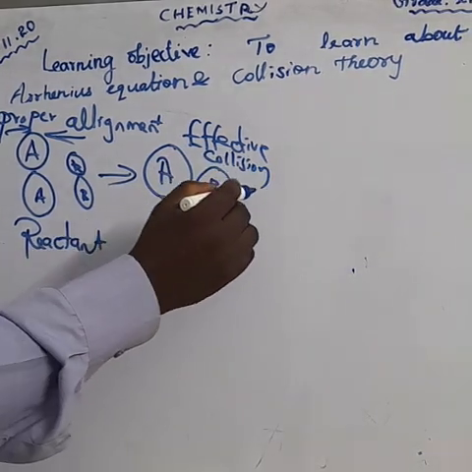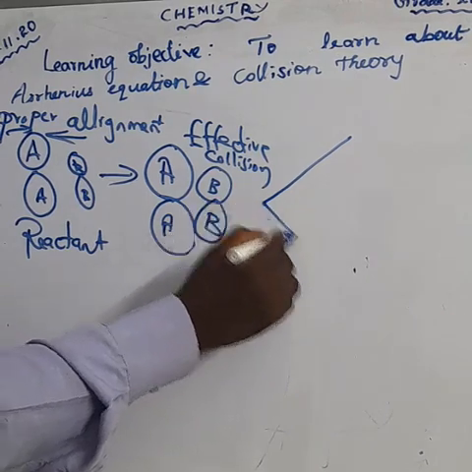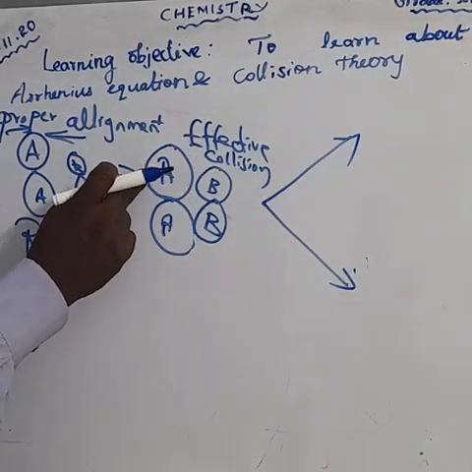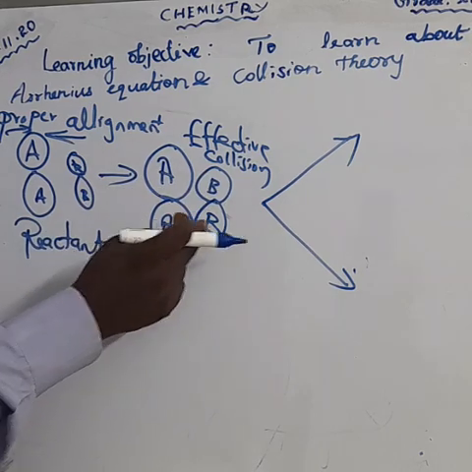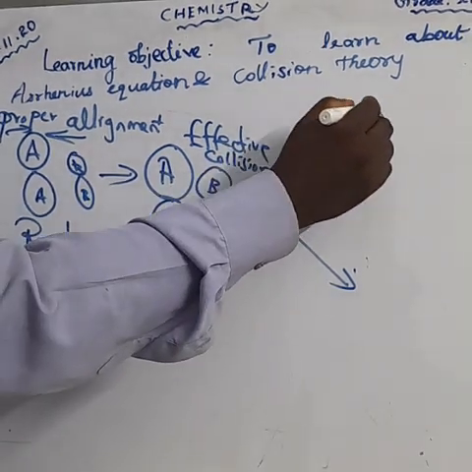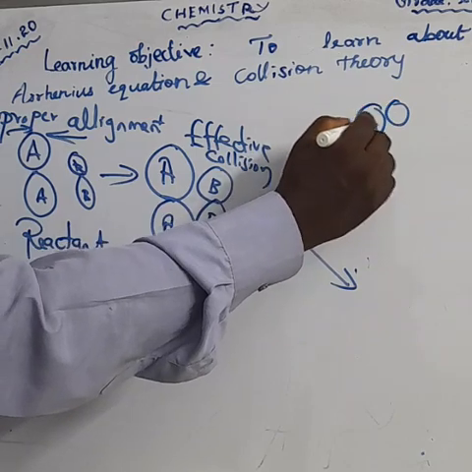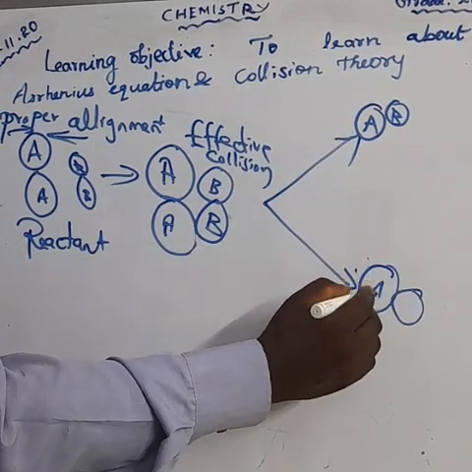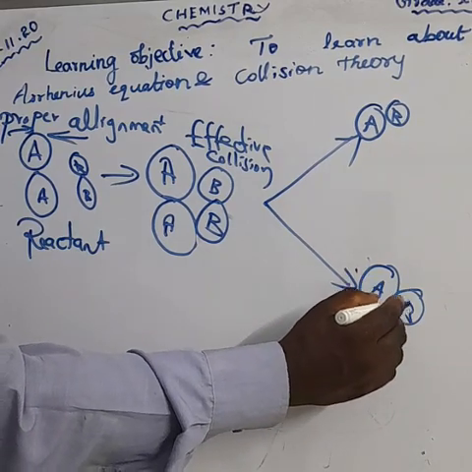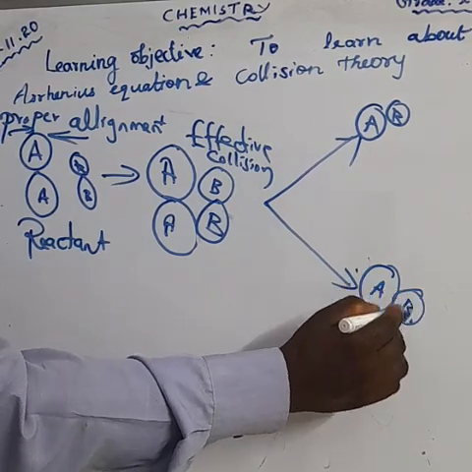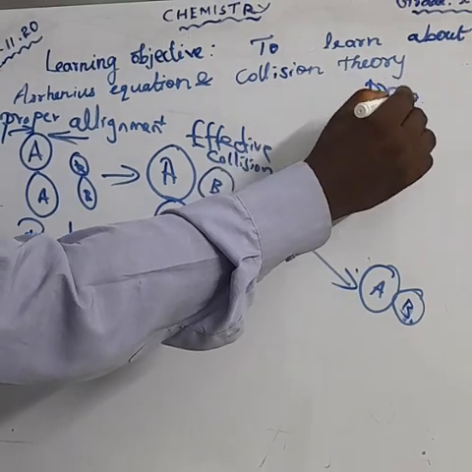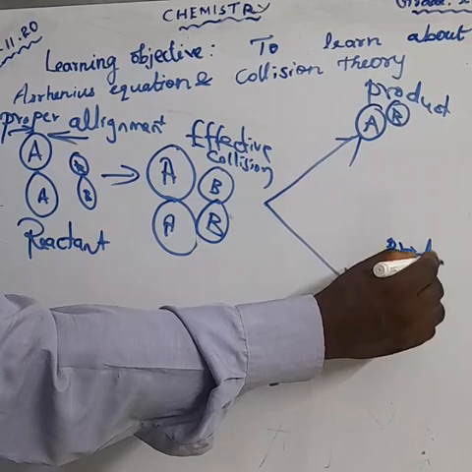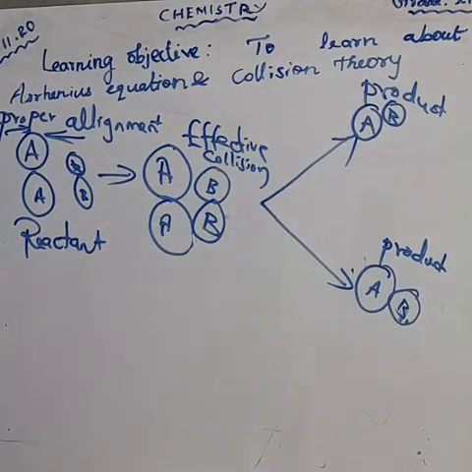Here we get the correct product. Okay, we get the correct product. That means here one of the A, B. One of the A, B. Okay, A, B. Here also A, B. Product. These are the correct form.